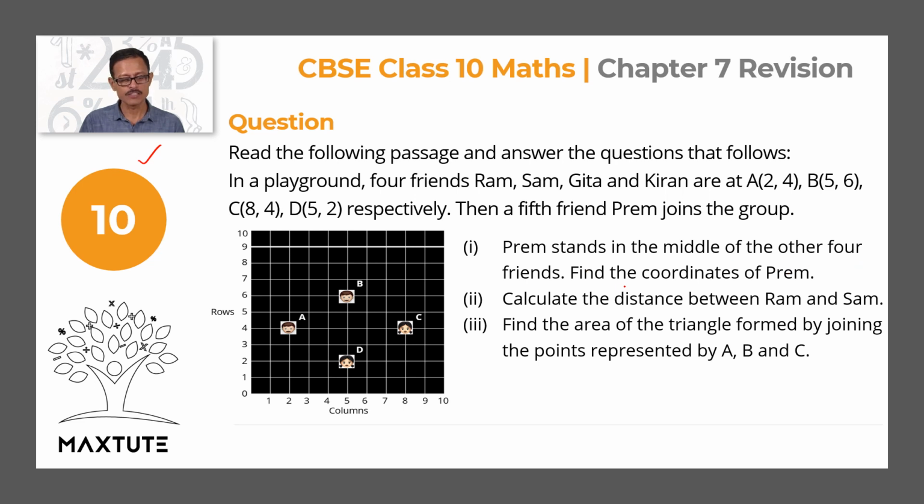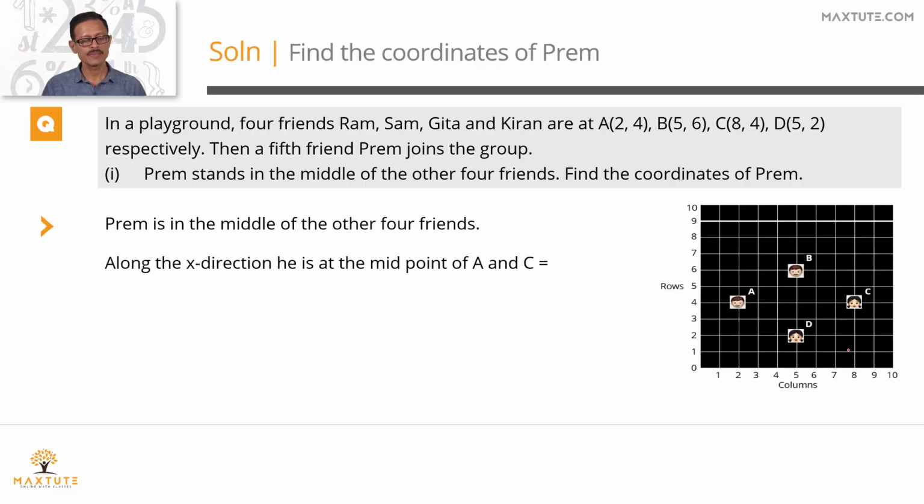We need to find out 3 things. Prem stands in the middle of the other 4 friends. Find the coordinates of Prem. Let's come to the 2nd and 3rd when we reach there. So these are the coordinates that we have. Now Prem is in the middle. This is the point that we are talking about. So what does that mean? In terms of the x coordinate of Prem, it is going to be the midpoint of AC.